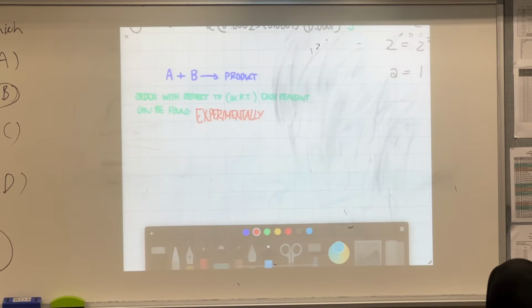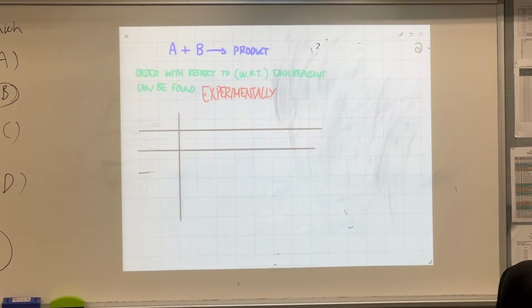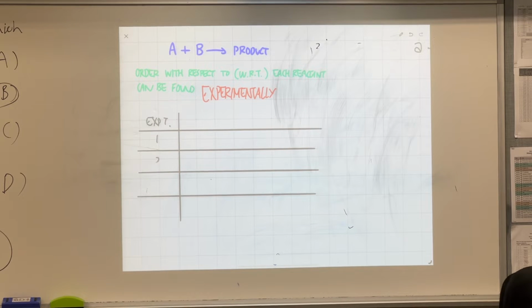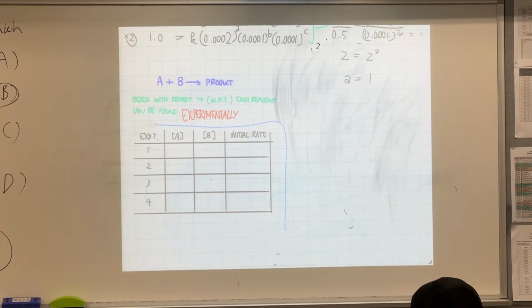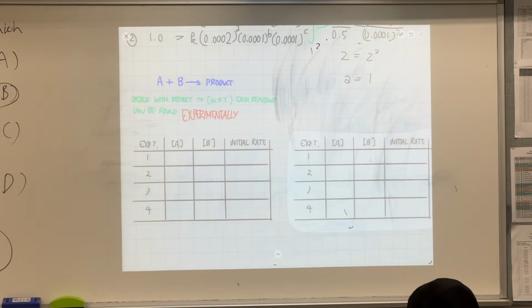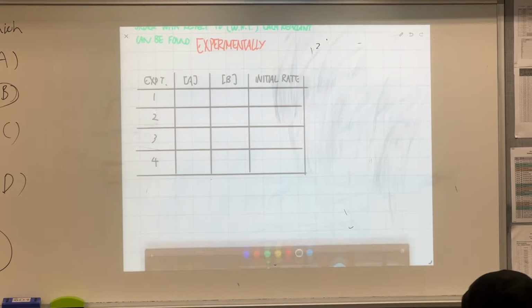So for example, if we are doing 4 experiments here, just a very quick recap to remind you all what we have done in the last lesson. If we have different concentrations of A and B, and then we study how the initial rate changes when we use these different concentrations of A and B, we can come to different conclusions. Let me create a set of data here for you first.